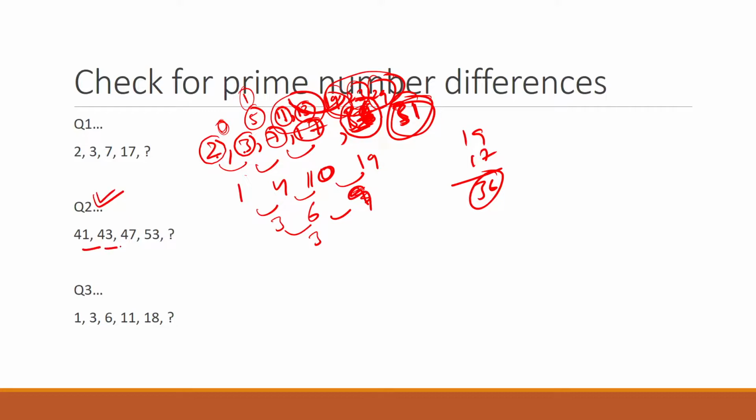41, 43, 47, 53. What will be the next number? Yes, you have guessed it right. It is 59. For this, you need to know the prime numbers from 1 to 100. It will make it much easier to solve this question. If you go with the double difference, this doesn't work here.